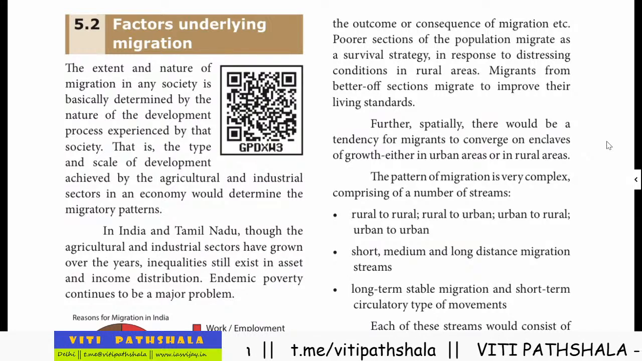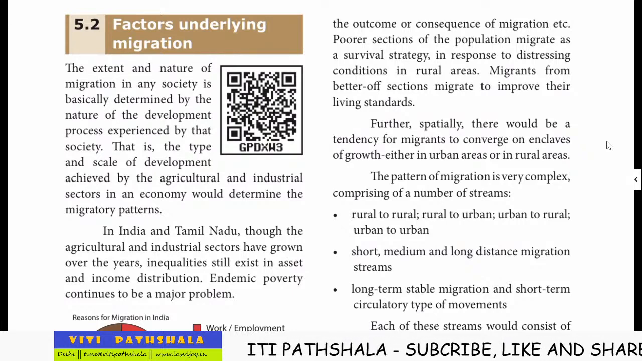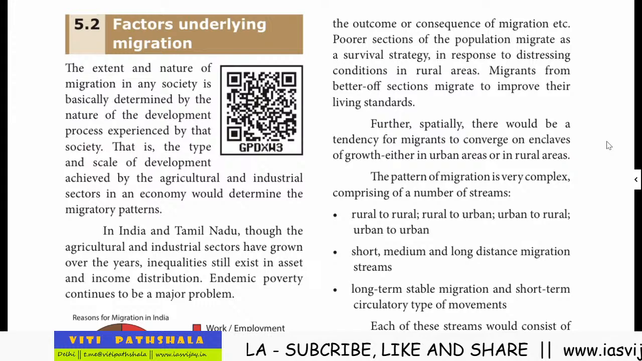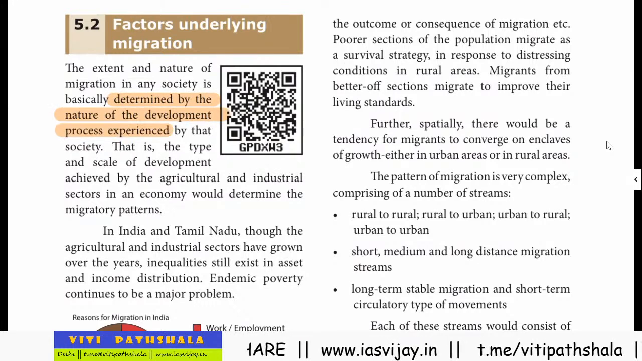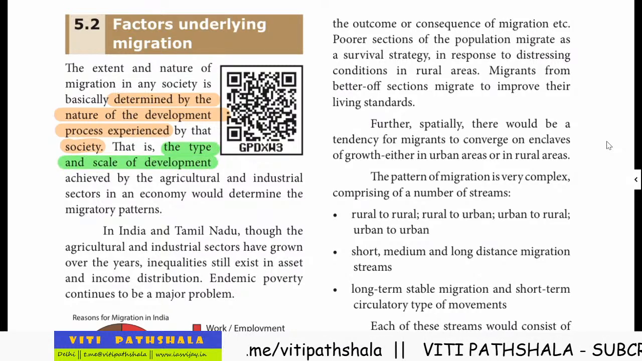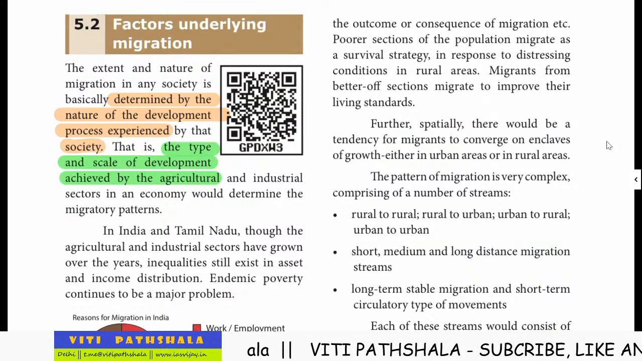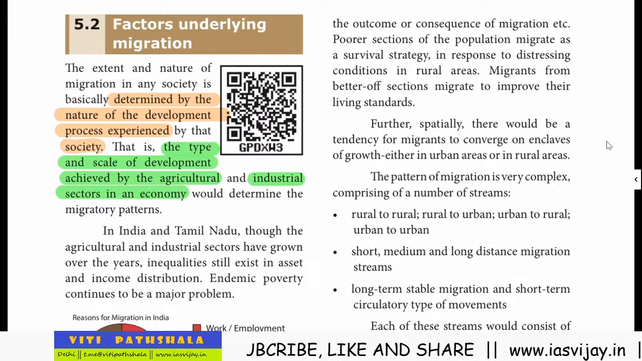Now next comes the factors underlying the migration. The extent and the nature of the migration in any society is basically determined by the nature of the development process experienced by the society. That is, the type and the scale of the development achieved by the agricultural and the industrial sectors in an economy will determine the migratory patterns.